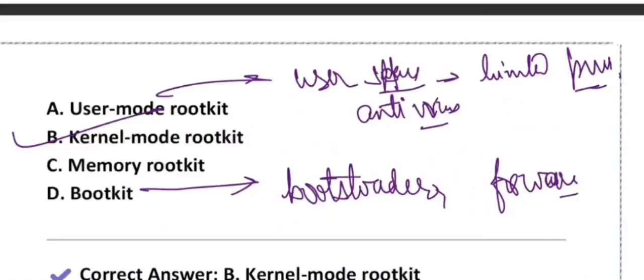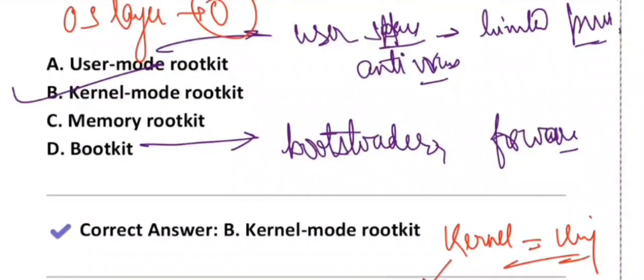So kernel model rootkit lives in ring number 0. If you talk about the OS layer, just remember it lies in ring number 0. That is the OS layer, operating system layer. It can modify system calls, drivers, kernel modules. It can hide files, processes, logs, and other malware. It is very hard to detect because it controls what the OS reports. Wrong removal can crash the system.